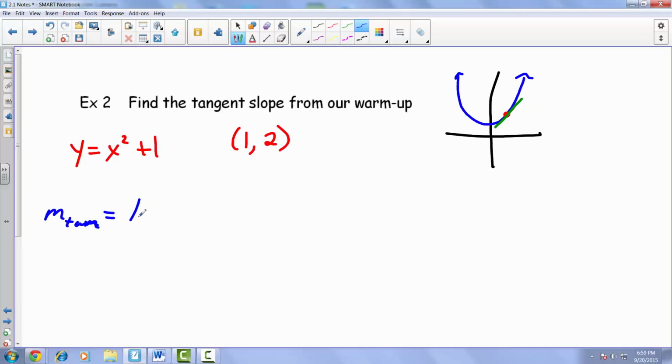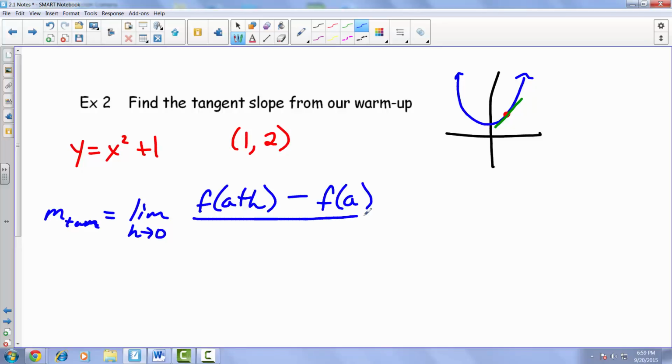So we know that the limit, our tangent slope, is equal to the limit as h goes towards 0 of f of a plus h. Again, this is that target x value plus some distance away from it, minus our f of a, in other words, the y value for our particular target point, all over h. So pretty much just that distance from our target point to our other point.